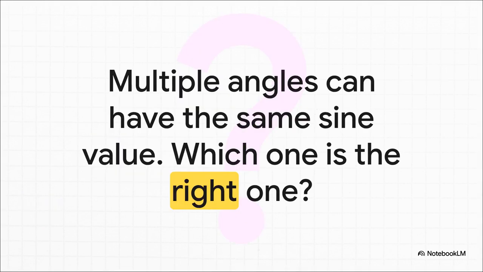Okay, so here's where things get a little tricky. The big question: if I ask you, what angle has a sine of 1/2? Well, 30 degrees works. But so does 150 degrees, and you could go around the circle again and get 390 degrees. They all work. So if a function is only supposed to give one single output, how in the world do we decide which one is the correct answer?